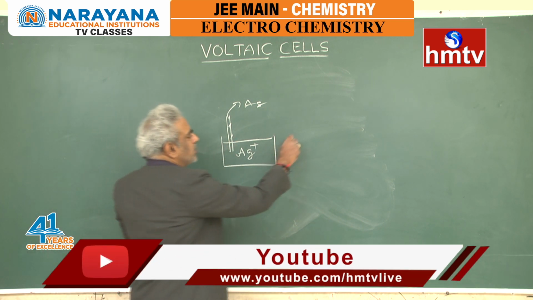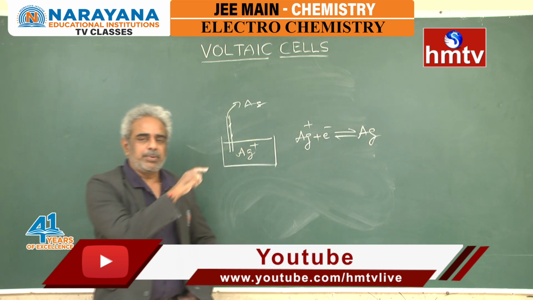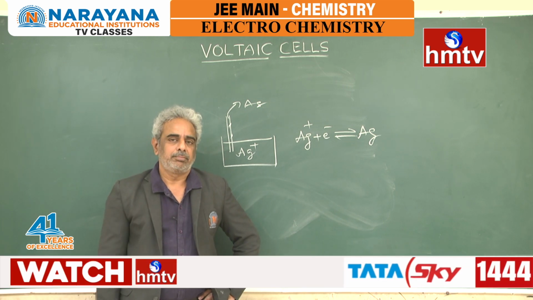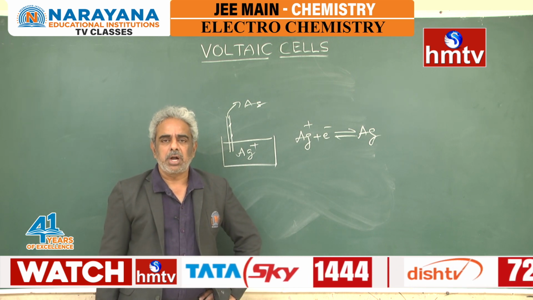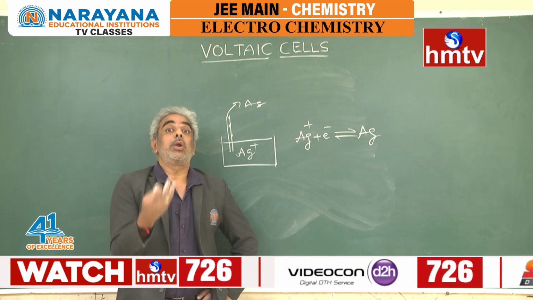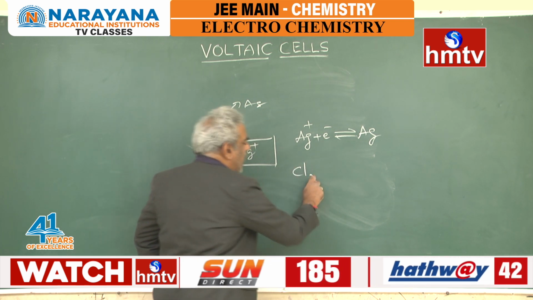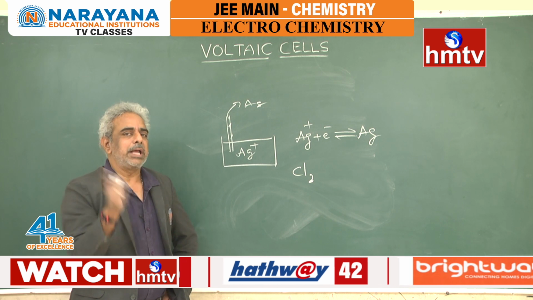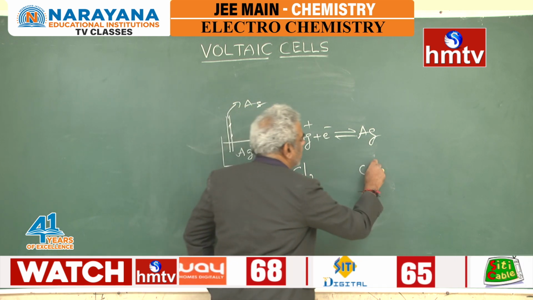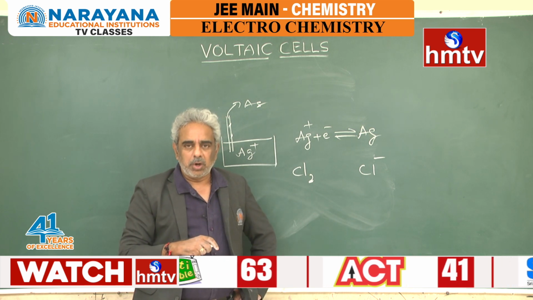So, what is the equation for this? Ag plus electron gives Ag, this must be always satisfied. Once you have an electrode, you must be able to show a half reaction. Let it be in reduction direction or oxidation direction, does not matter. I want to construct a chlorine electrode. So, chlorine gas, I have to circulate chlorine gas around in contact with chloride ions. So, who should exist in equilibrium? Chlorine gas should exist in equilibrium with chloride ions.